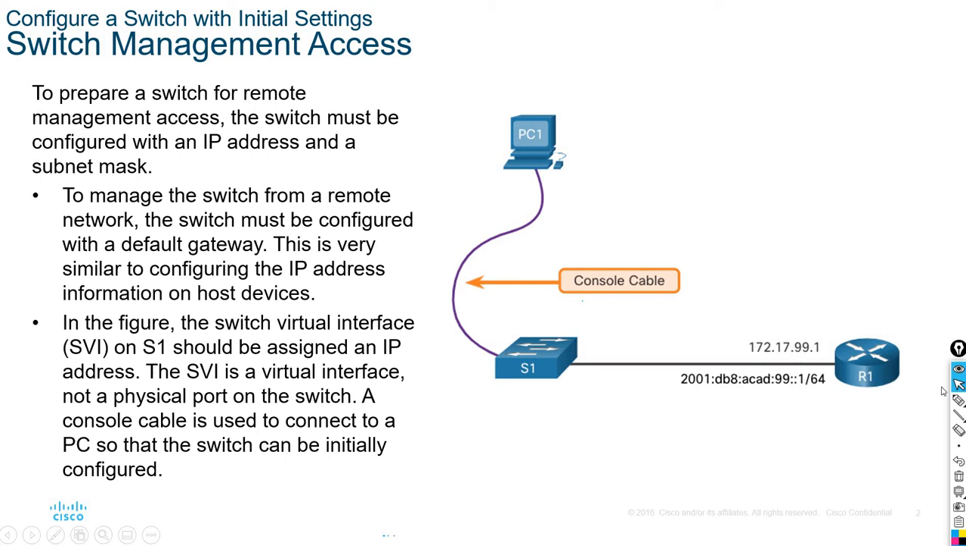In this figure you can see the switch virtual interface, SVI, on S1, which should be assigned an IP address. The SVI is a virtual interface, not a physical port on the switch. A console cable is used to connect a PC so that the switch can be initially configured.